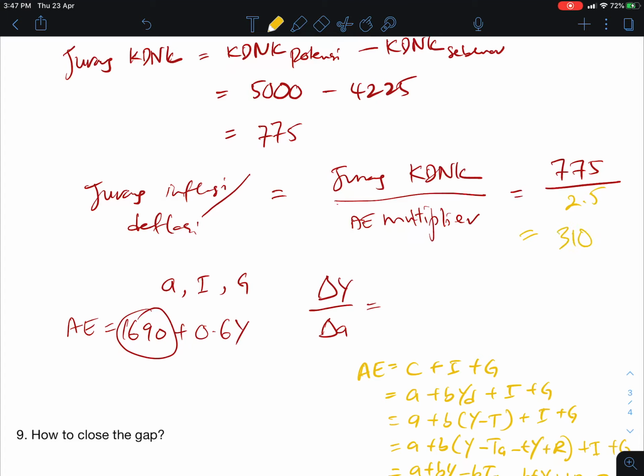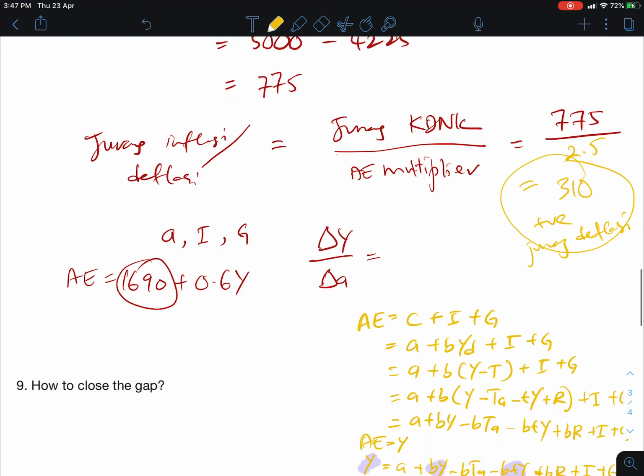So this is positive. It means there is a deflationary gap. Positif jurang deflasi sebesar 310 juta. So that's the deflationary gap. How to close the gap?